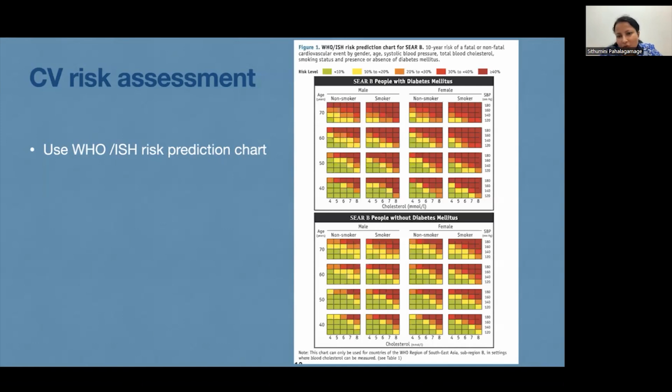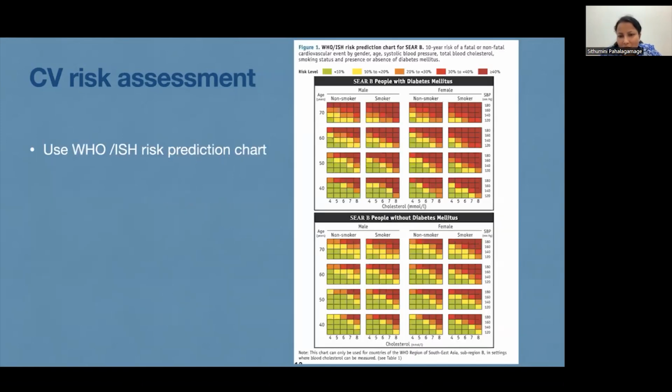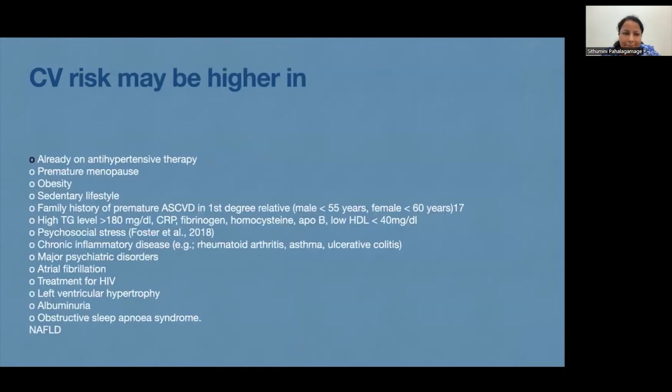So taking those into account, we can put them into these boxes, and we can see where our patient's risk falls, whether it's categorized into more than 30%, 20 to 30%, 10 to 20%, or less than 10%.